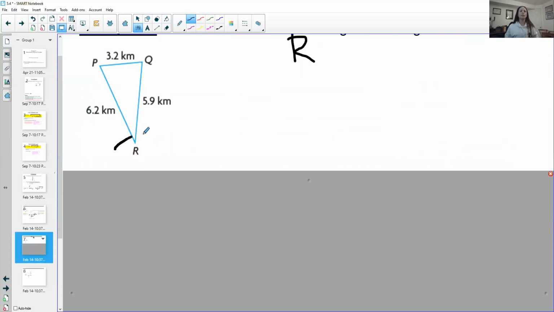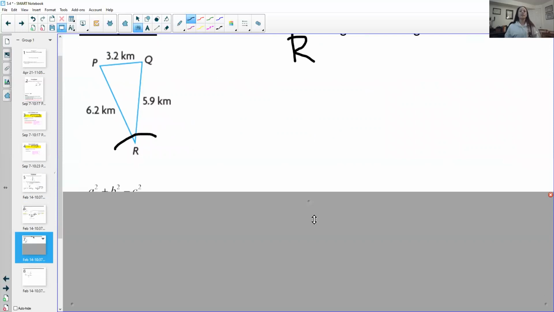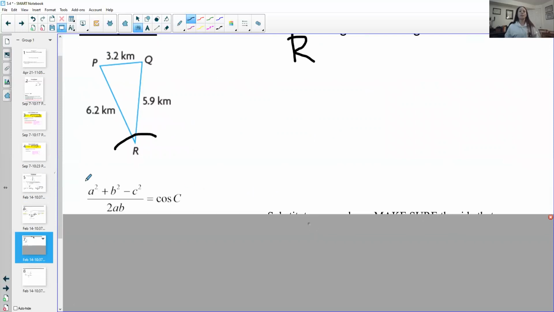Okay, so I want to solve this guy. There is our cosine law. This is the one I would like you to do. Now, I know I had one with the inverse cos on the other side. Start with this one, and we'll take the inverse cos on our very last step.